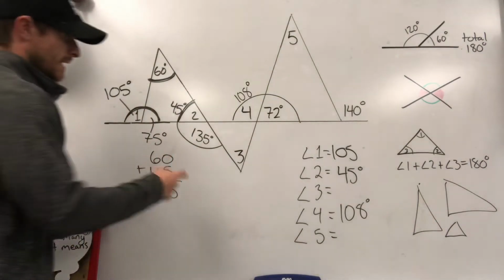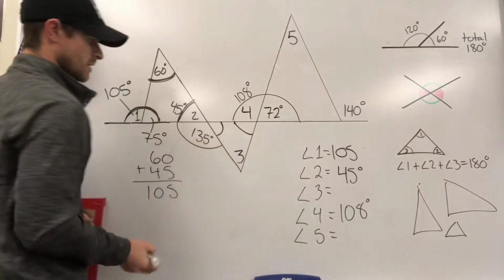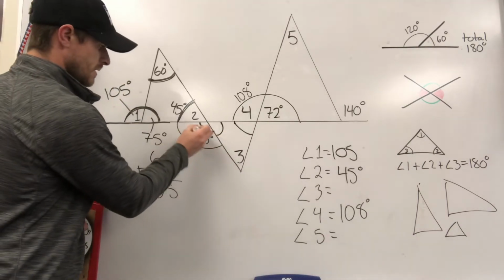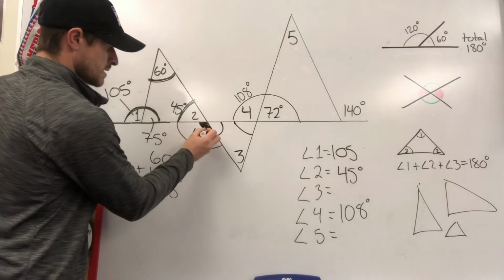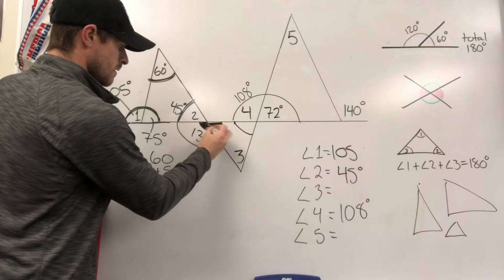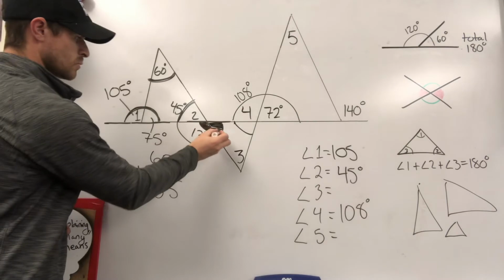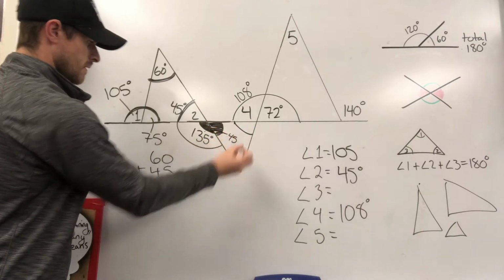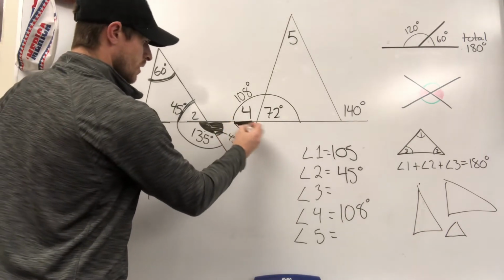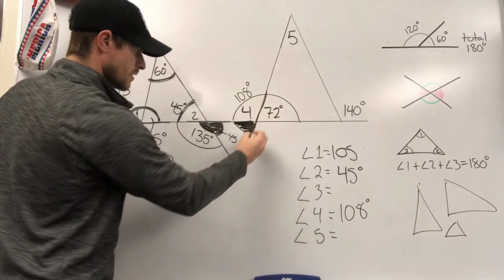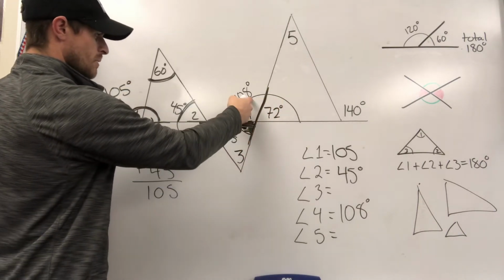All right, so again, I don't know what 3 is until I find out what this is and what this is first. So I've got 135, plus how much more to make a total of 180 degrees. 135 plus what? This has to be a 45. Here I have 108 plus how much more would create my 180. Again, these are supplementary angles. 108 plus 72.